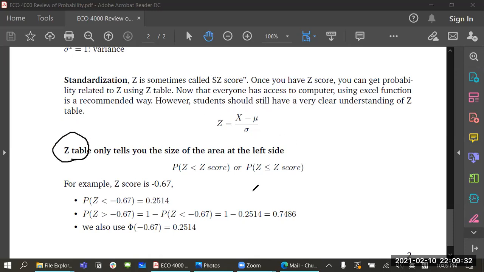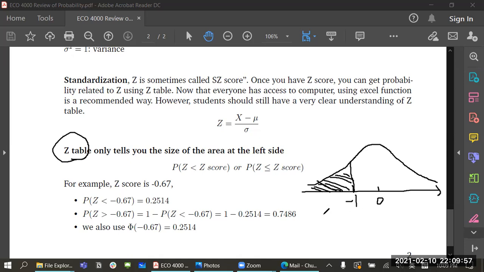So what am I talking about with ZTable? Let's go back to this giant thing. If you calculated a z-score, which is here, let's say -1. This is 0, right? This is -1. Then you probably want to know the probability of z being smaller than -1. You can say smaller or smaller and equal to, it doesn't matter. But anyway, it's this.